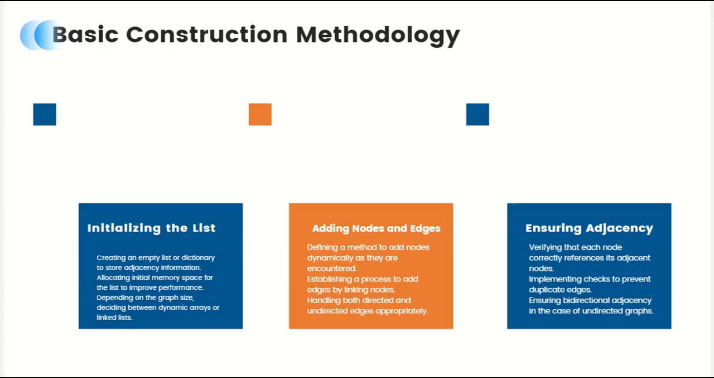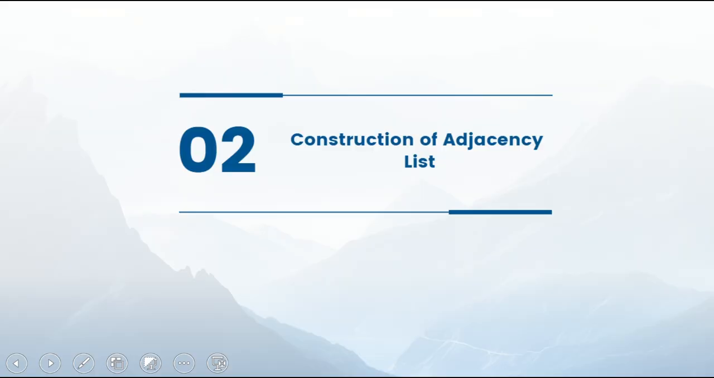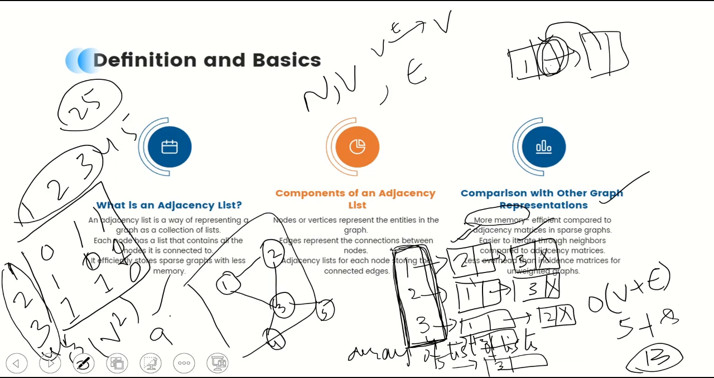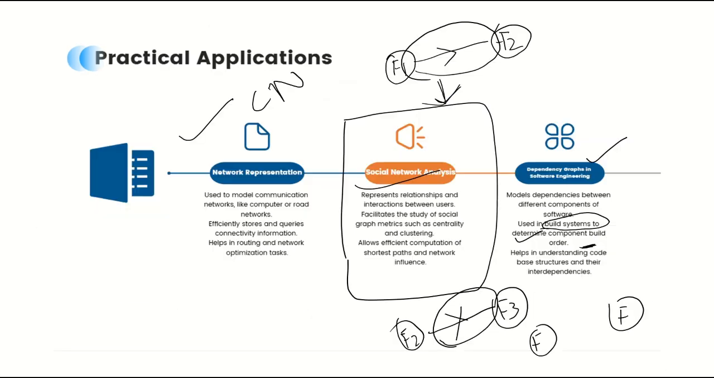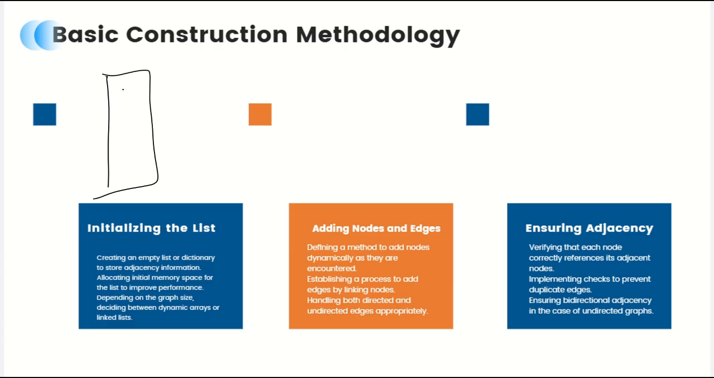Now let us understand how to construct an adjacency list. As we already know, first we have to initialize the list. We have seen here how an array of lists is created. So first we initialize the list with the number of vertices that we have in the graph. As we have seen for an undirected graph, now let's understand the directed graph example.